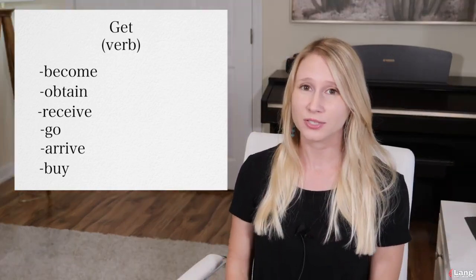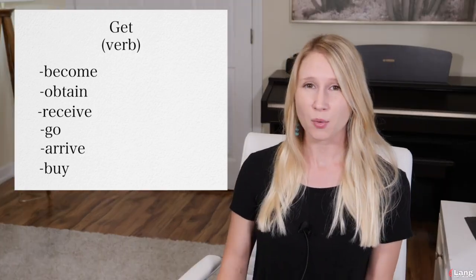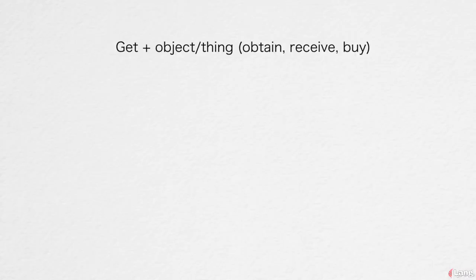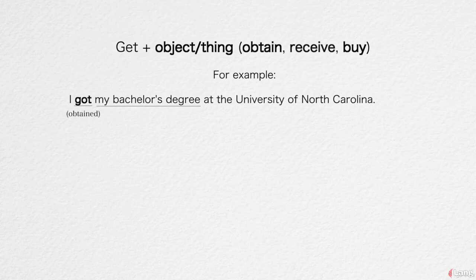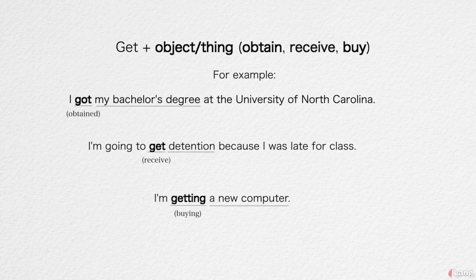There are so many ways you can use the word get, and you will hear it regularly. Let's go over these 6 different meanings. If you're using get with an object, it's usually going to mean obtain, receive, or buy. For example, I got my bachelor's degree at the University of North Carolina. I'm going to get detention because I was late for class. I'm getting a new computer.